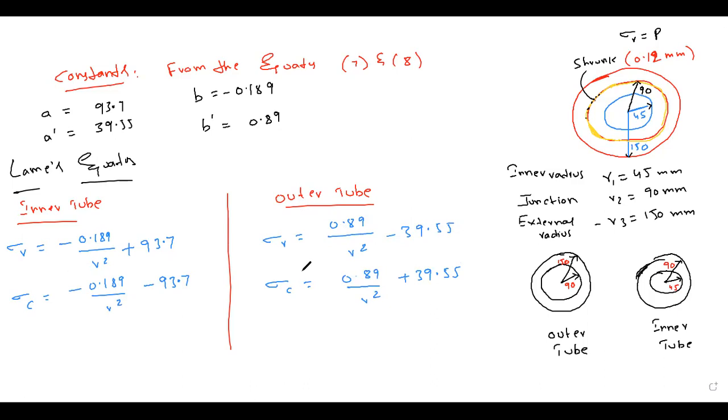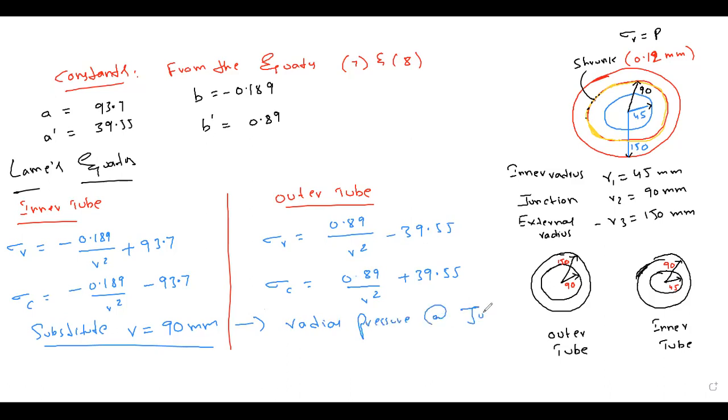Now he is asking you to calculate the pressure at the junction. How to calculate the pressure at the junction? So simple. You have to substitute R is equal to 90 mm to get your pressure at the junction. Just substitute R as 90 mm, that's all. Why? Because all the constants you have already calculated. So substitute R is equal to 90 to calculate the radial pressure at the junction.